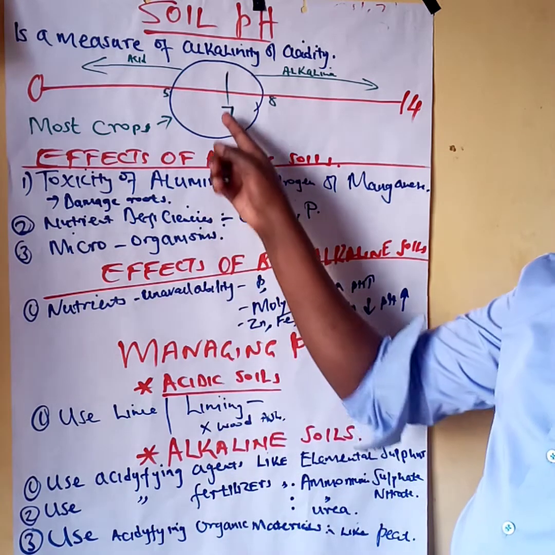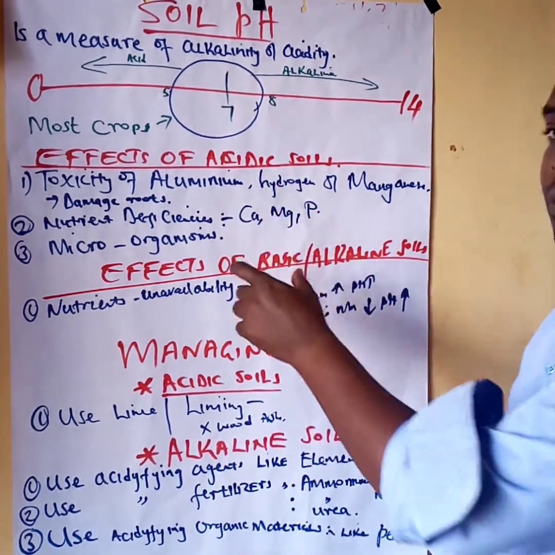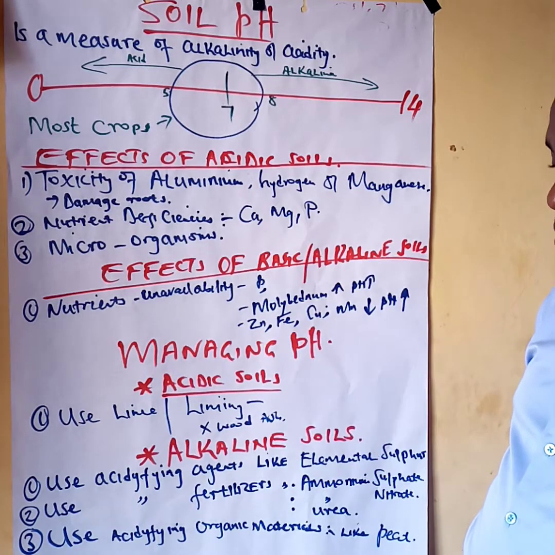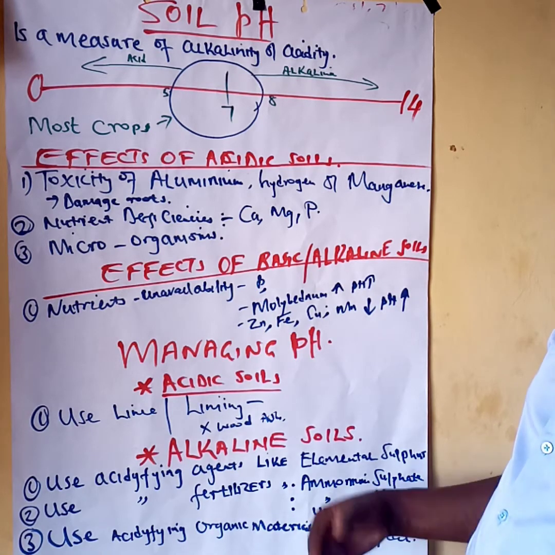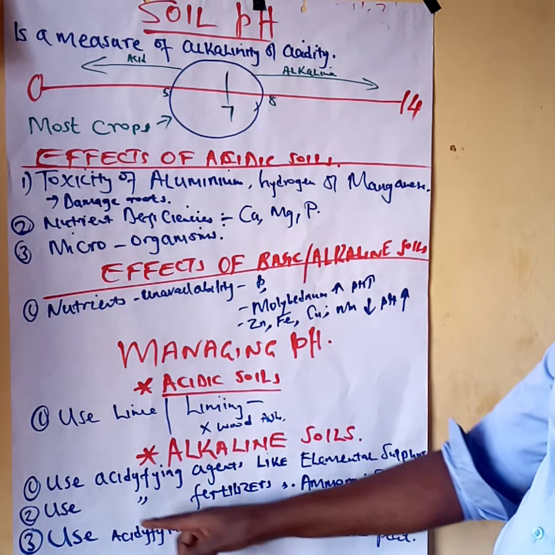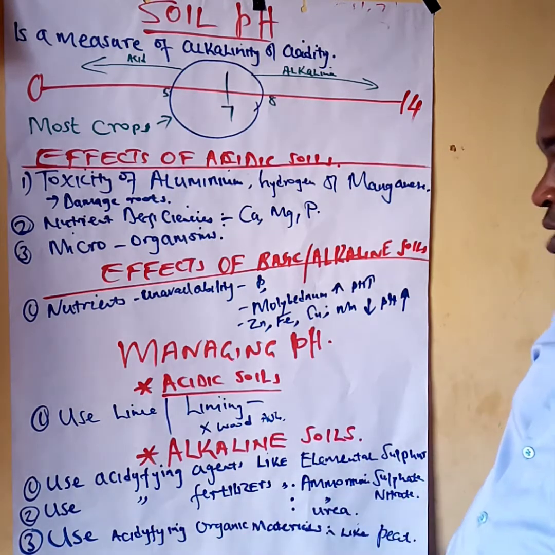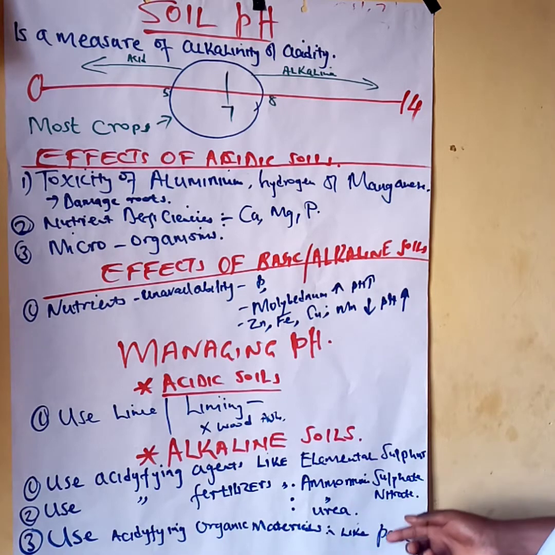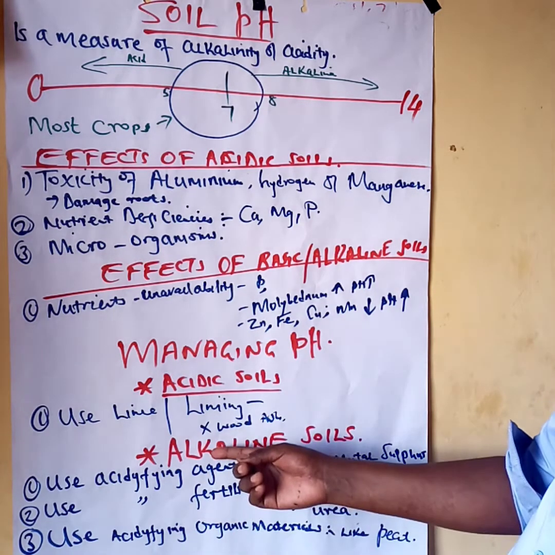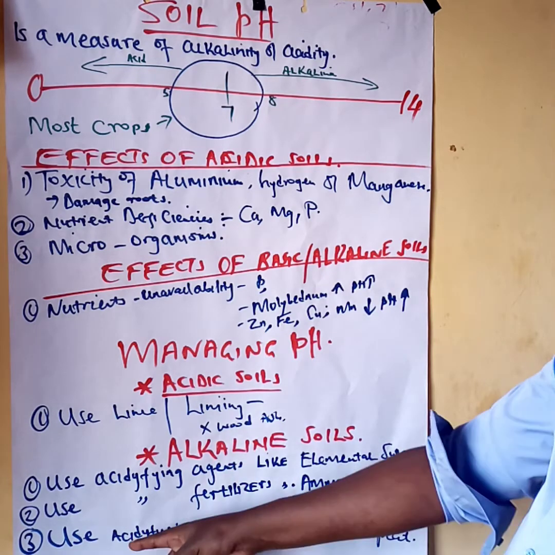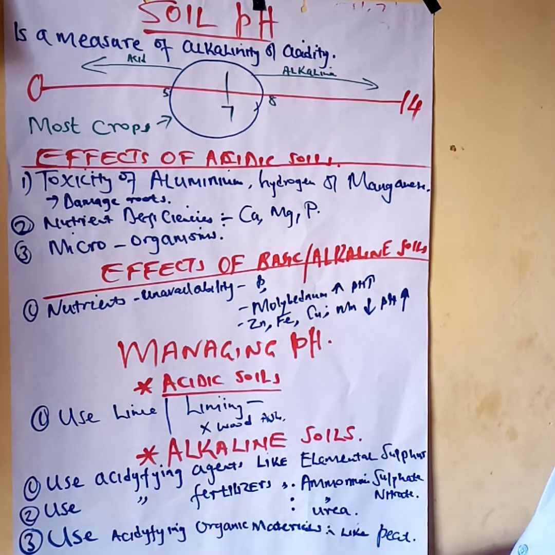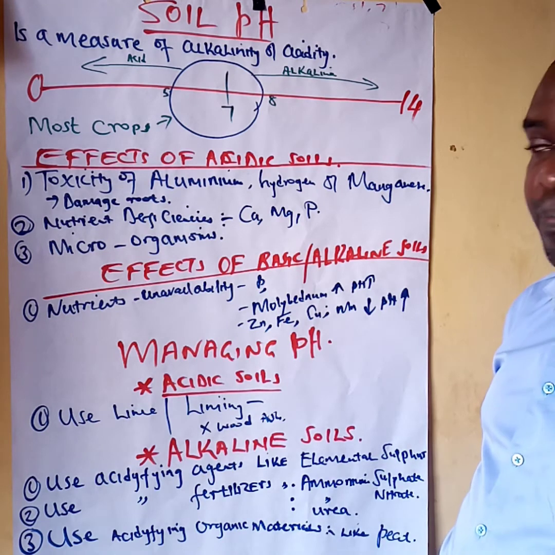How do you treat alkaline soil? How do you bring it to a suitable growing pH? What we are saying is use an acidifying agent. Acidifying agents include elemental sulfur. They dissolve and they release acid. Another thing is to use acidifying fertilizers. Which are these acidifying fertilizers? For example, ammonium sulfate, ammonium nitrate, and urea will help you to correct alkaline soil. Finally, use acidifying organic material like bitumus in your farm.